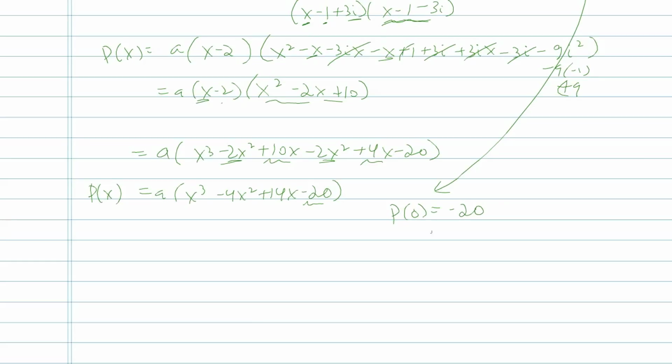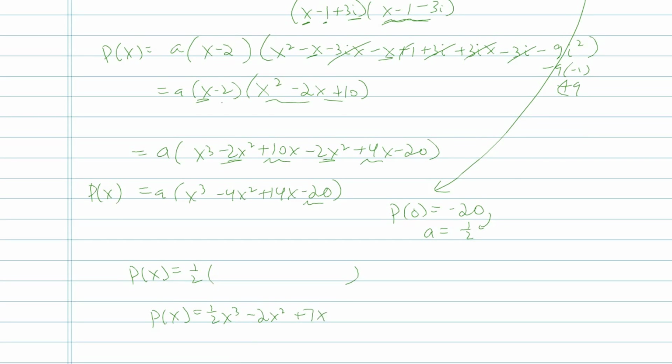So if it's supposed to be negative 10, I need to multiply my entire polynomial by a half, because negative 20 times a half would give me that negative 10 that I want. That tells me a is a half, so my polynomial is going to be a half times that stuff. Let's go ahead and simplify it out. It'll be 1 half x to the third minus 2x squared plus 7x minus 10.